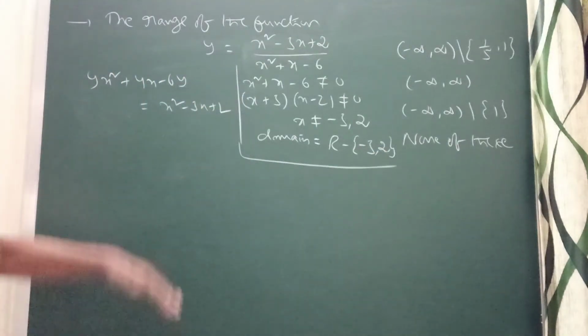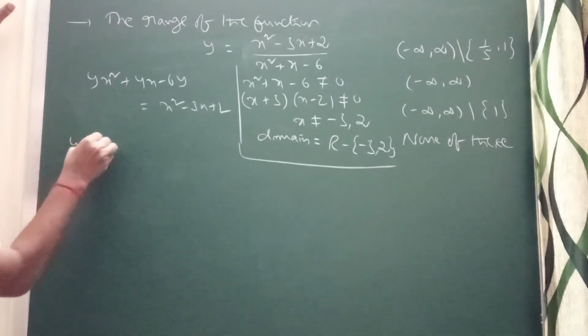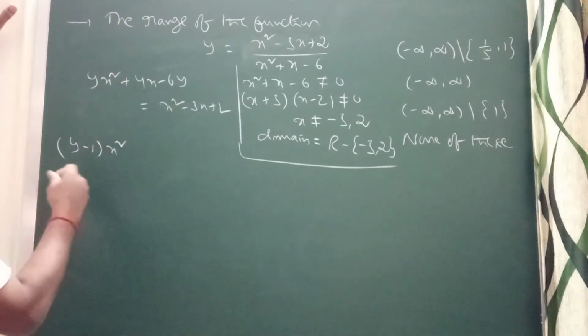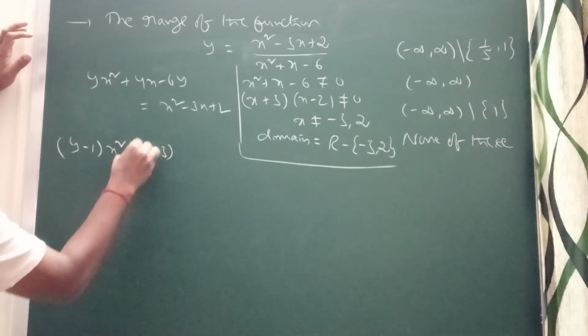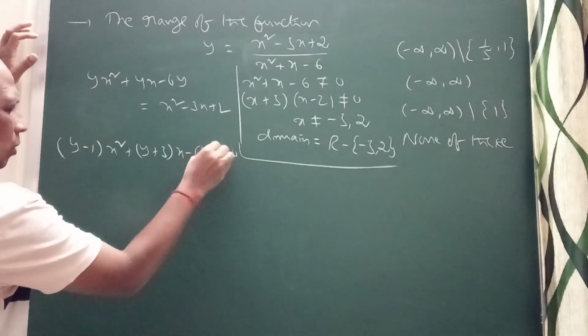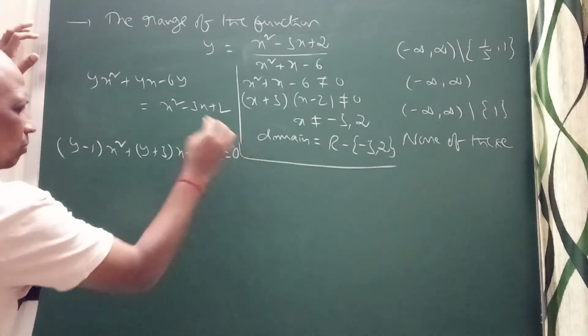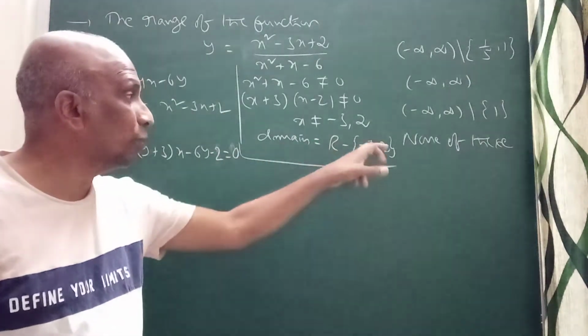Let y equal the function; cross multiply and transfer everything to one side. I will get (y minus 1) x square if I transfer this side, and then (y plus 3) x minus 6y minus 2 equal to 0.